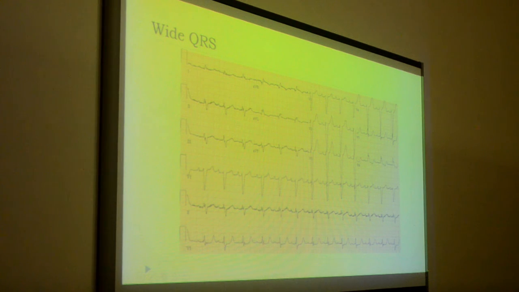You can see a wide QRS complex, correct? Wide QRS complex. Now, this is a left bundle branch block. Again, you have right, you have left. There are different criteria for each one, and they should be mentioned in your lecture. You will memorize the criteria, but what I want to do today is help you understand why the QRS complex is wide in left bundle branch block.